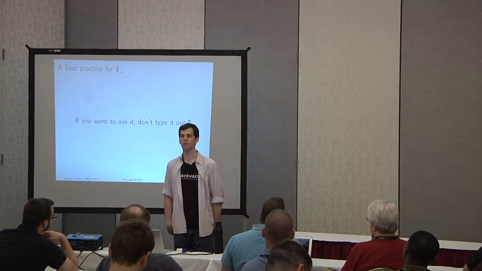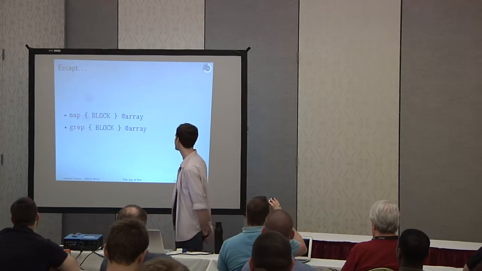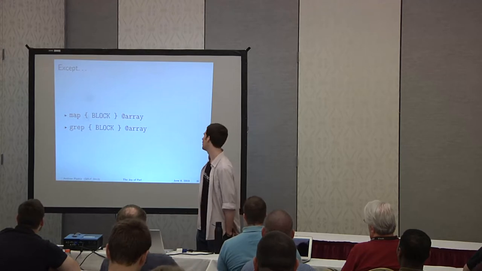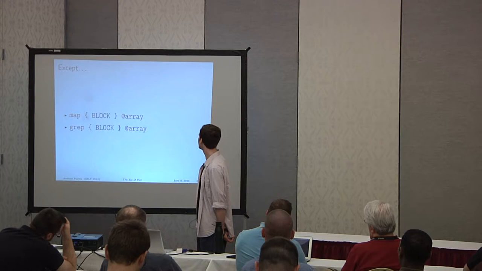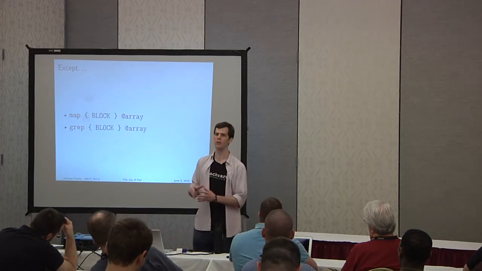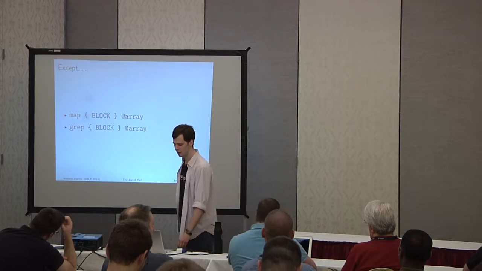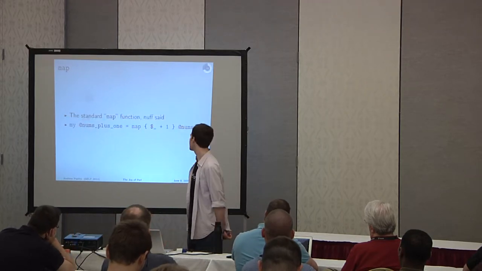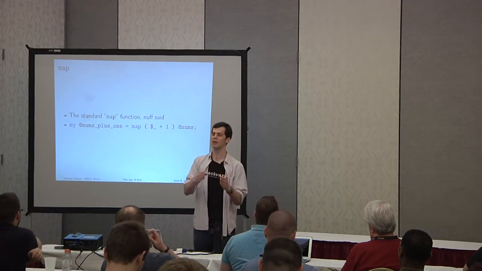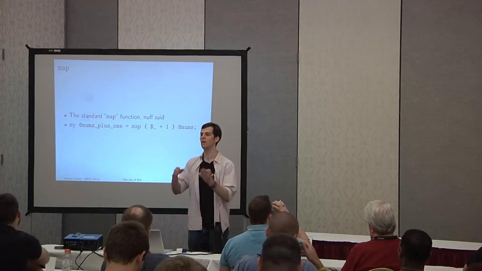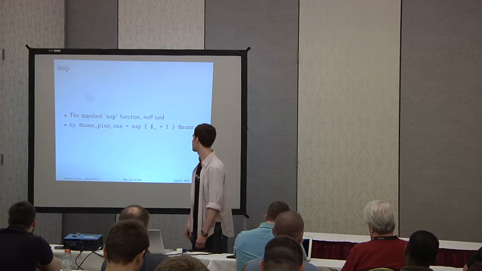There are some cases in which you do want to write it out, and those are these. There are two functions that take little blocks of code or subroutine references, and you can pass an array to them, and it'll do functions on the array. So let's go into these in a little more detail. So map is your standard map function. What map does is that it takes a list, applies a function to it, and makes a new list containing the results of that function applied to each element of that list. That's pretty simple, right?